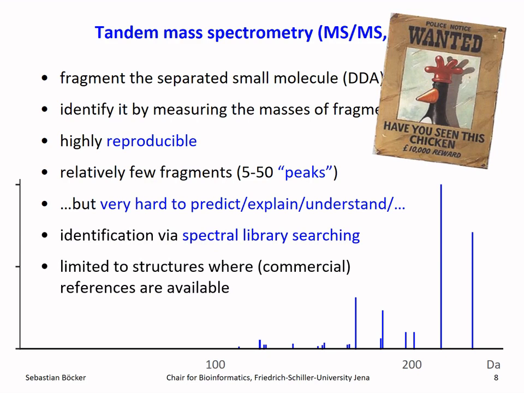So what people have been doing is spectral library searching. You measure some large library of reference standards, usually commercial stuff that you buy, and then you check if your spectrum looks similar to one of those, and if it does, then you hopefully have identified a metabolite.